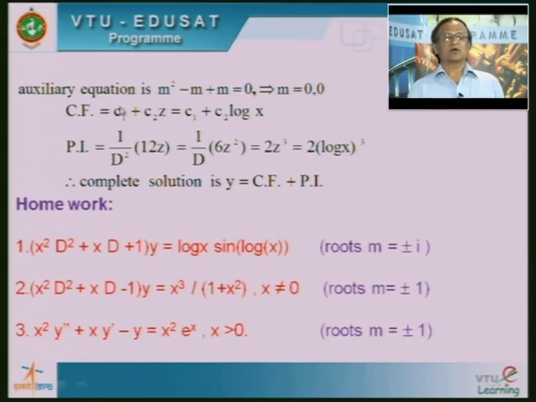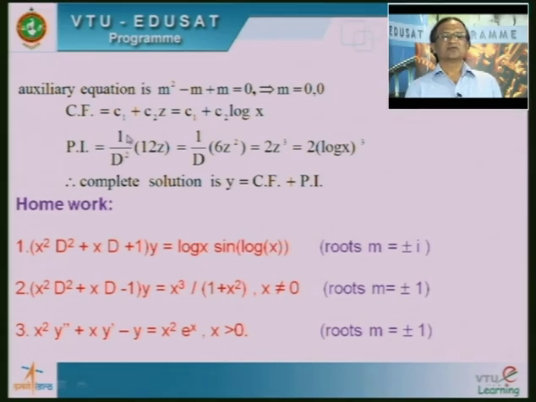So, in that case, how are we going to write down the complementary function? The complementary function is equal to C1 plus C2 into z. So, that is equal to C1 plus C2 into log x, since z means log x. So, this is the complementary function of the non-homogeneous Euler equation. Similarly, I can find out the particular integral.